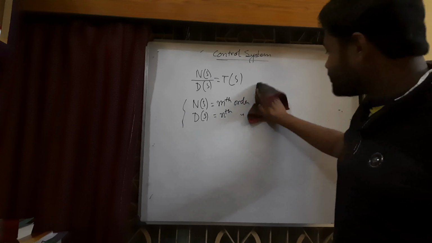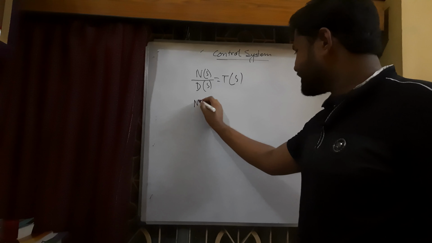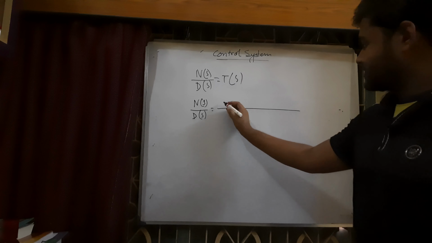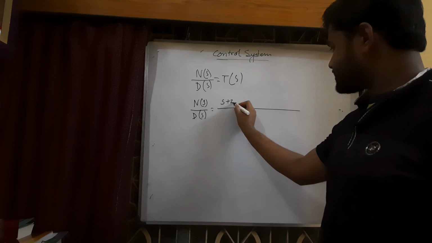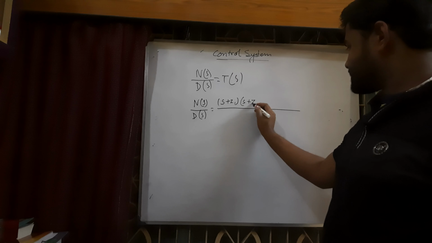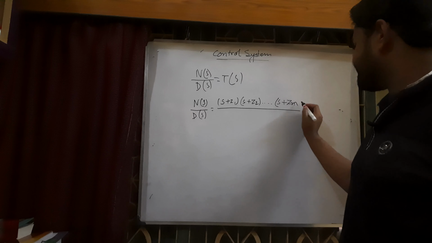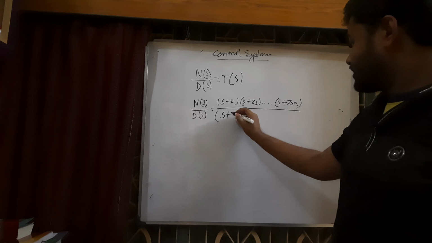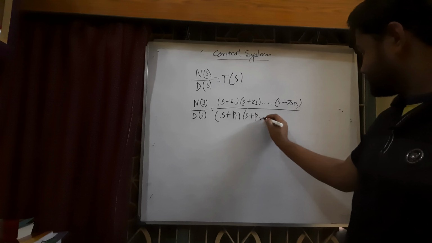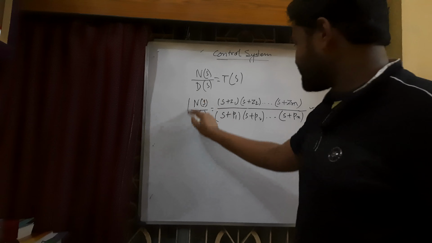Then we discussed pole and zero. In pole and zero form we denote the transfer function like this: (s plus z1)(s plus z2) up to (s plus zm), divided by (s plus p1)(s plus p2) up to (s plus pn). This was the transfer function.